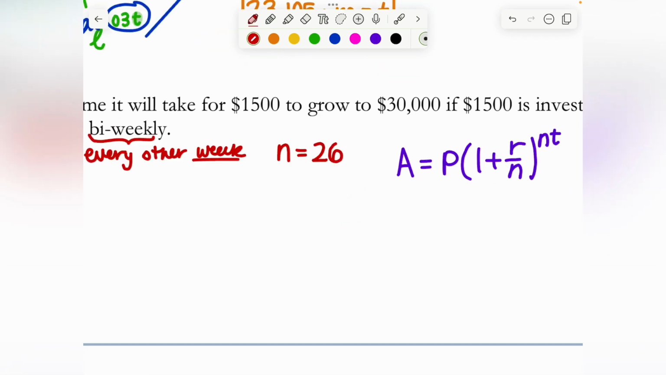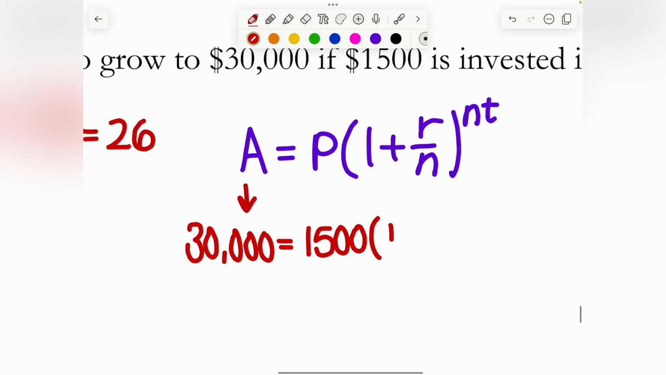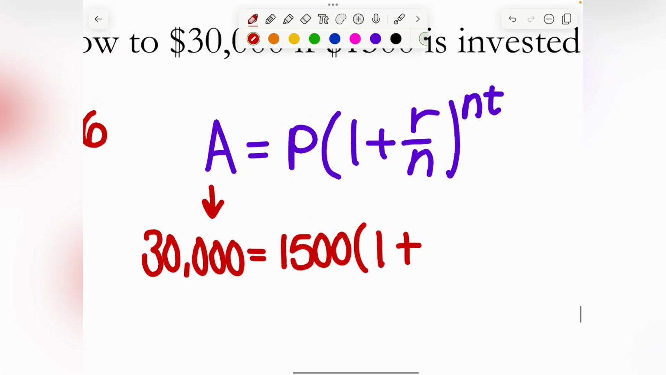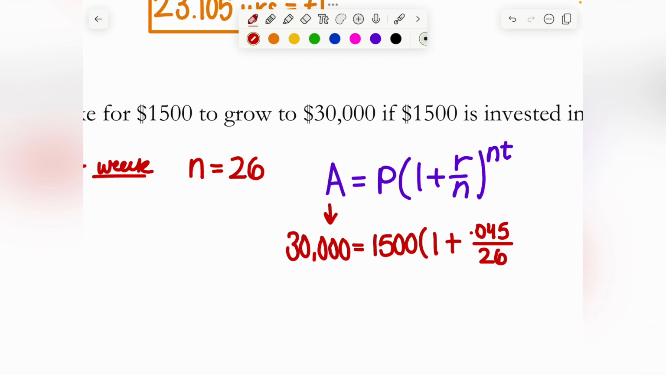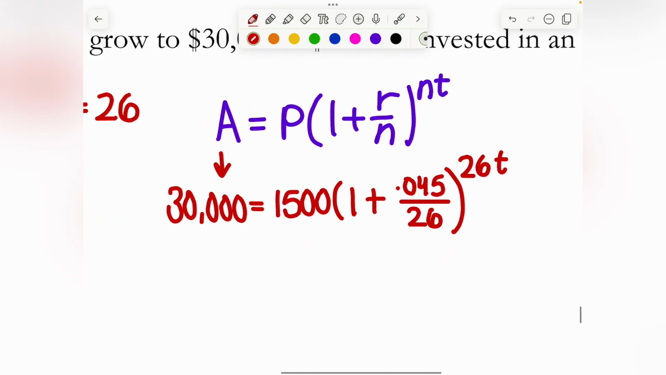All right, so the ending amount is 30,000. The starting amount is 1,500. 1 plus the rate, 0.045. Bi-weekly is every other week, so 26 times. And then 26 times t.